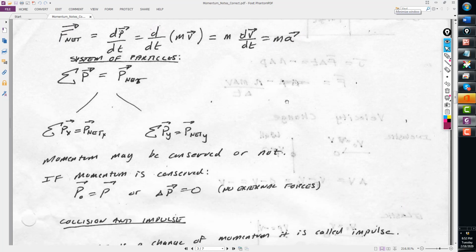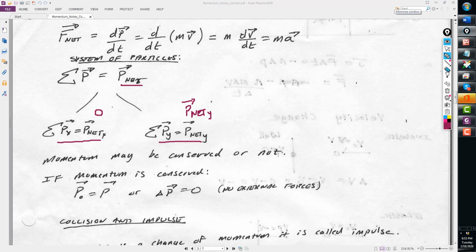System of particles. If you have the sum of momentums, it equals the net momentum. So it's very similar to forces. If you have the sum of the forces equals F net, that occurs in the x, that occurs in the y. And just like forces, you might have a zero net momentum in the x, but you might have a net momentum in the y. Remember we talked about first law, second law, same concept here. You could have zero here, net here, zero here, or net here.